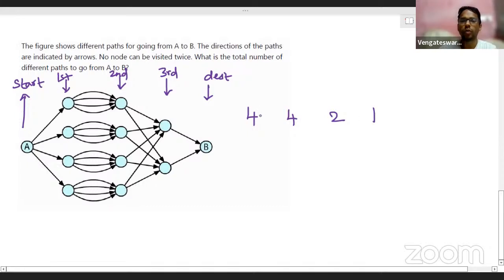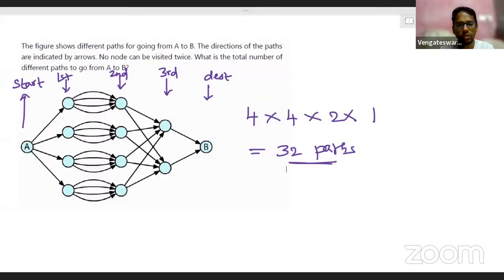That means you are going to do this process and this and this and this. Now get the multiplication product. That will give you the total number of ways. That gives you 32. So 32 different paths you have. So 32 is the right answer for this question.